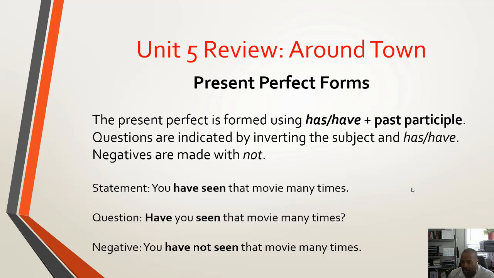So let's look at some examples. In a statement: you have seen that movie many times. If I'm asking a question, I invert the subject and has or have. So the question is, have you seen the movie many times? And then negatives are made with not. So our example is, you have not seen this movie many times. So that is our review of present perfect forms.